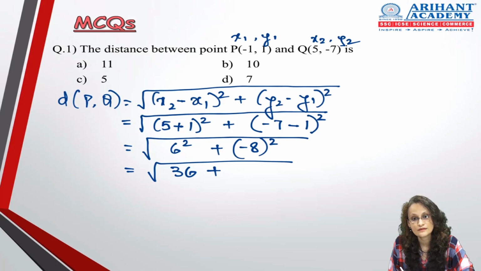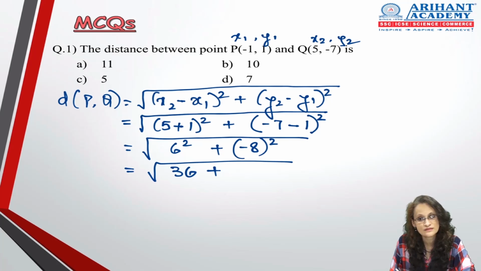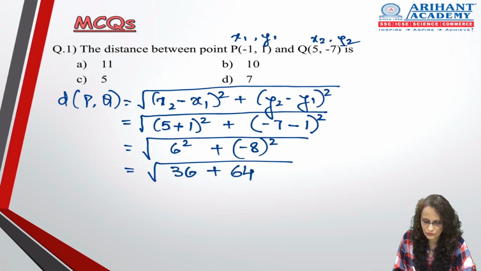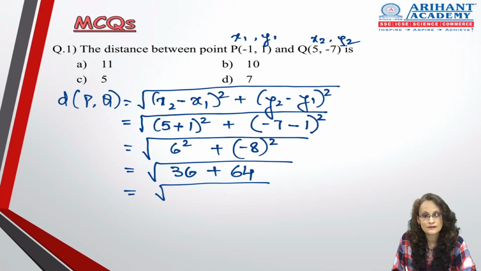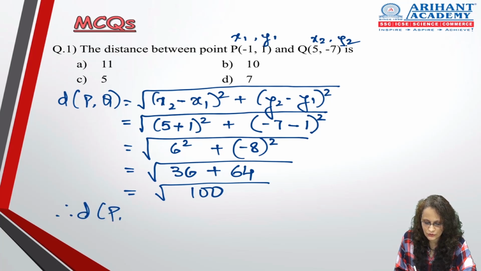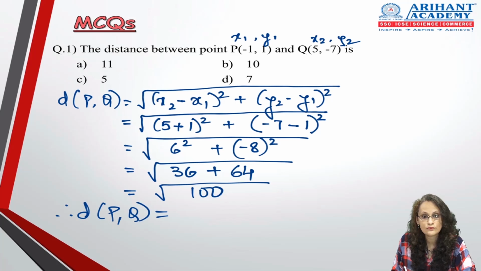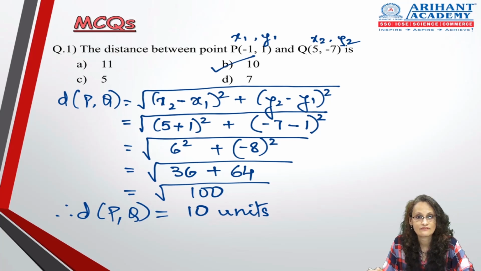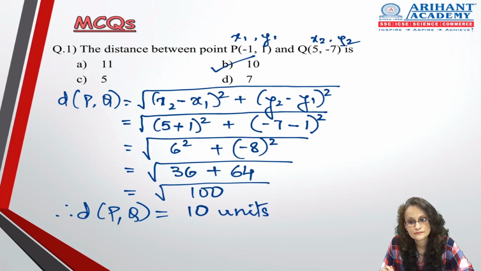Now whether the number is plus or minus, after squaring you will get a positive answer. So minus 8 square is going to be 64. So it's easy now. 36 plus 64 when you add gives you 100. So therefore I can say distance PQ is equal to square root of 100, which we all know is 10. So my answer is going to be 10 units, which is going to be my option B. And with this I have done my distance formula sum. Okay? So I hope we are all sorted with the first formula.